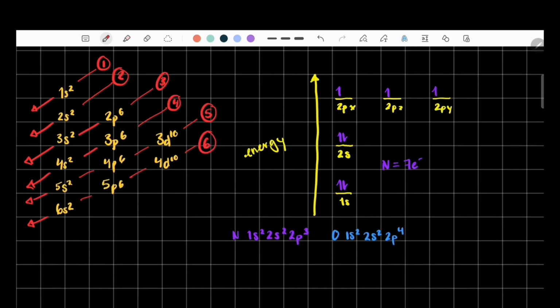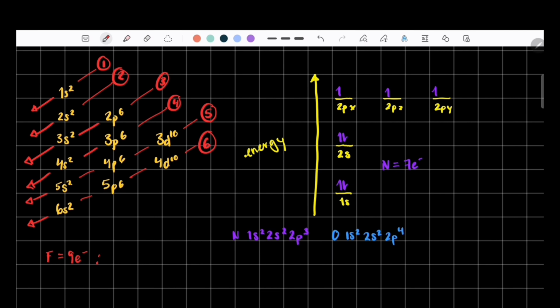So let's do fluorine as our example here. Fluorine has 9 electrons. You get your number of electrons by their atomic number, okay? Their atomic number is 9. Oxygen's atomic number is 8. Nitrogen's atomic number is 7. So fluorine comes right after. It's at number 9 on the periodic table.